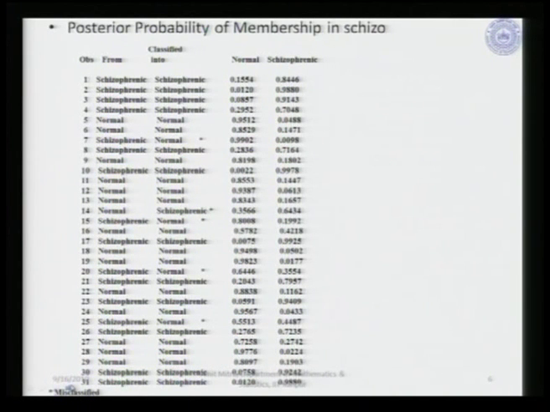Now, corresponding to the Fisher linear discriminant function, if one looks at the posterior probability of membership into the class schizophrenic.